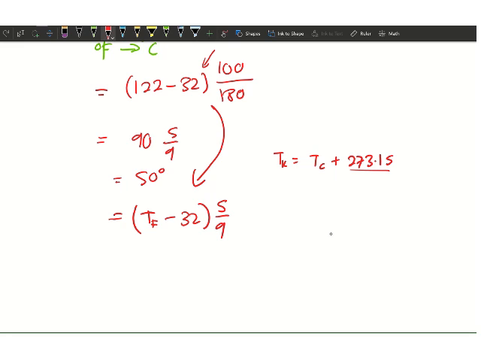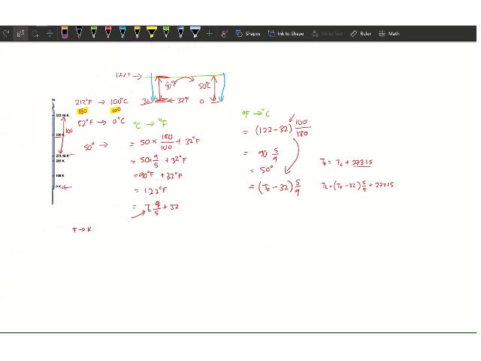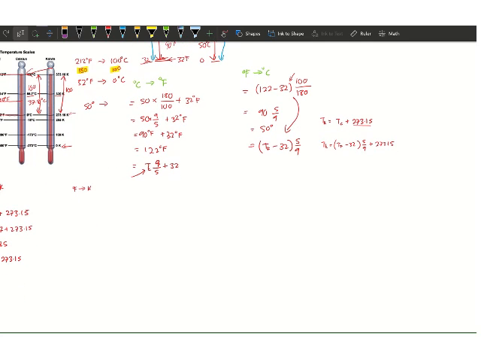So it is right away like this. T_K will be, I just copy back what I've written just now: (T_F minus 32) times 5/9. This is already Celsius, so the one thing I need to add is 273.15. This will give the equation for Kelvin too.